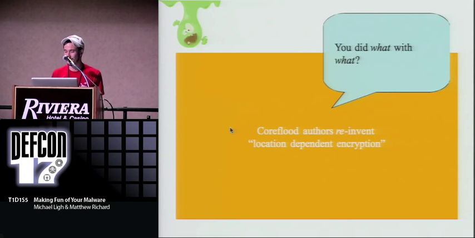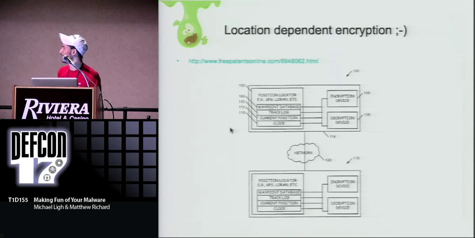The next one is called "You Did What With What." I was trying to think of a term that described the way CoreFlood's encryption worked, and I came up with location-dependent encryption. And I wondered, has somebody else already written a paper about this? Maybe I can Google for it. I found a hit on the US patent website where someone has actually submitted a patent for something called location-dependent encryption. And this diagram is pretty meaningless. I wouldn't recommend staring at it too long.